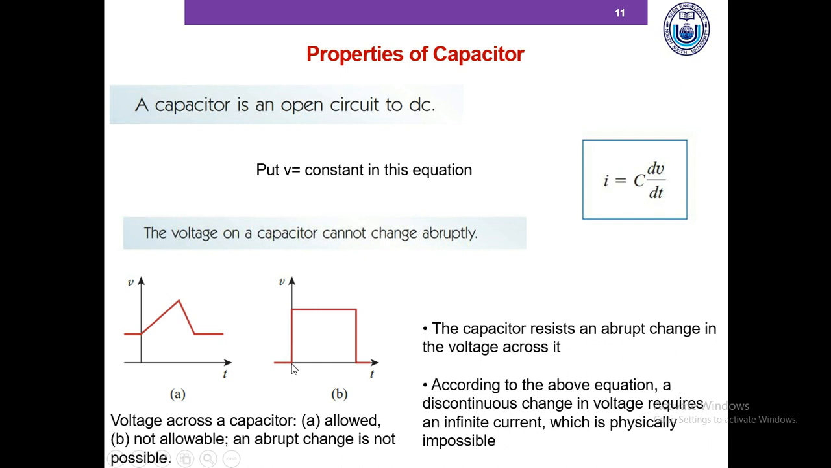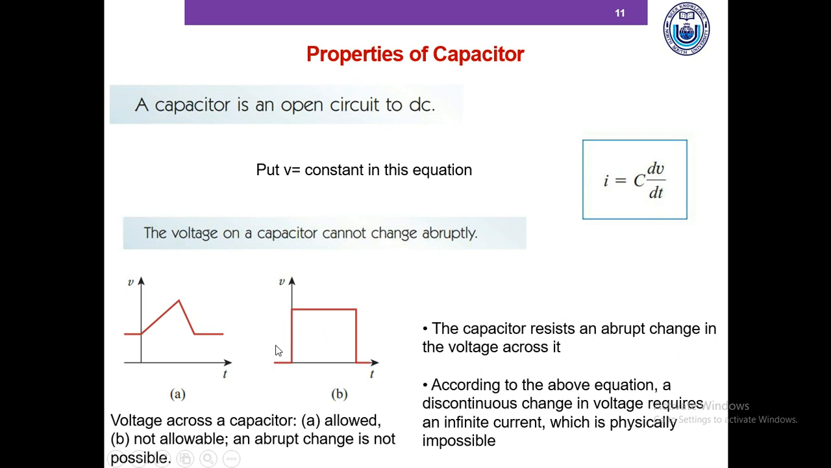At t equals 0, the voltage abruptly rises from 0 to 1, or 0 to some voltage. And this change is also not permissible. At some other time, the voltage abruptly drops from some level to 0. Why is it not permitted? And how can we relate this to this equation?